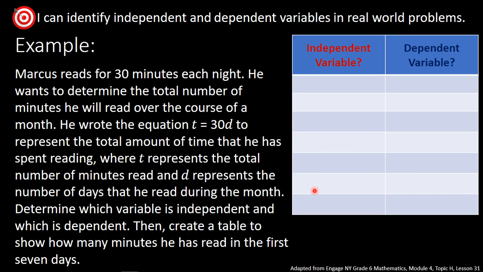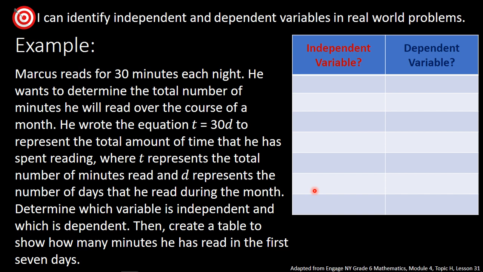All right, so we're going to do an example together. So here's our example. Marcus reads for 30 minutes each night. He wants to determine the total number of minutes he will read over the course of a month. He wrote the equation T equals 30 times D to represent the total amount of time that he has spent reading, where T represents the total number of minutes read and D represents the number of days that he read during the month.